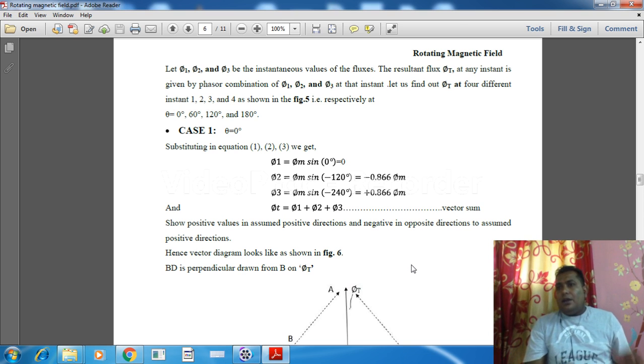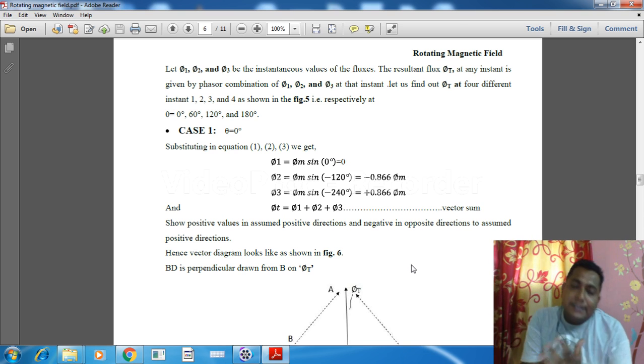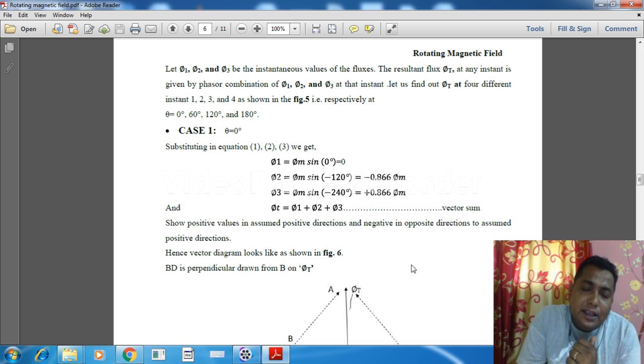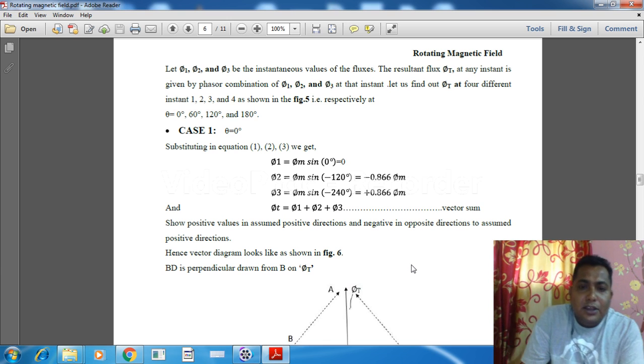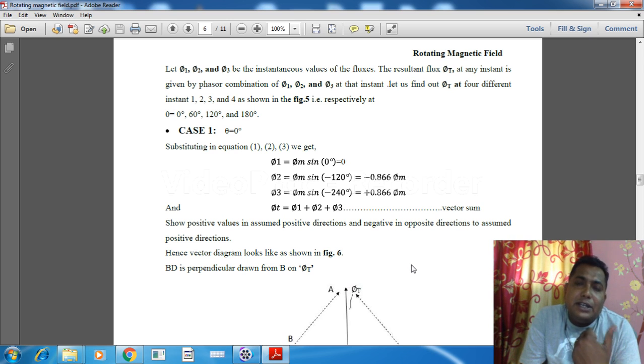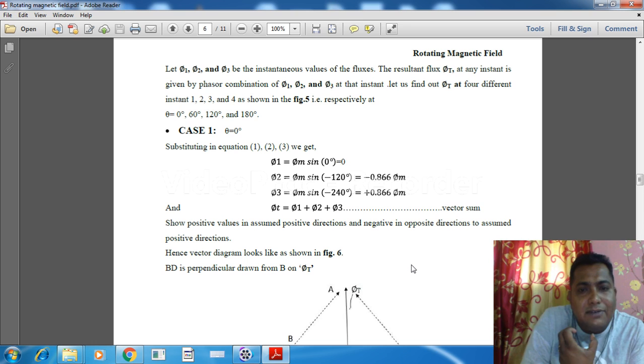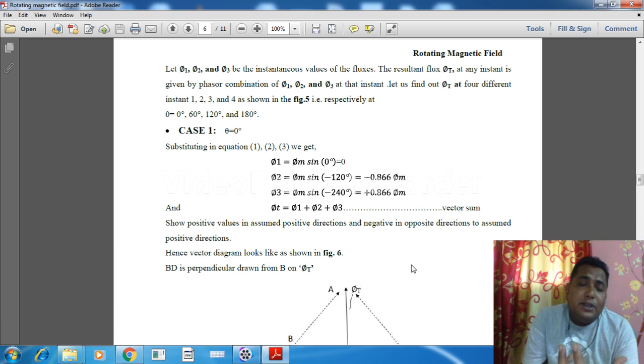See, there are three phases shifted from each other by an angle of 120 degrees. But between any two phases, when it is crossing the zero line, what is the difference between these two? So at different times, at different phase angles, we want to find out at any instant what is the value of the total flux. So case 1, we are using theta equal to 0 degree.